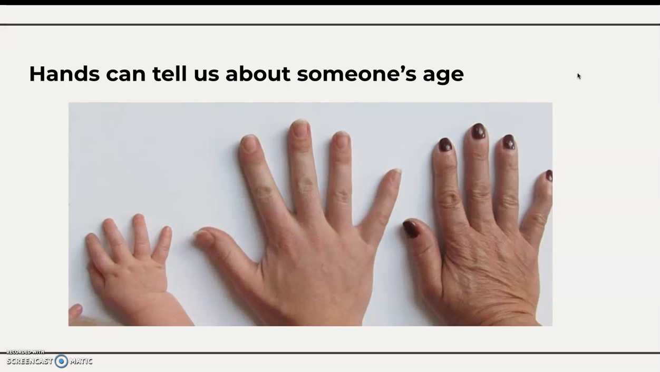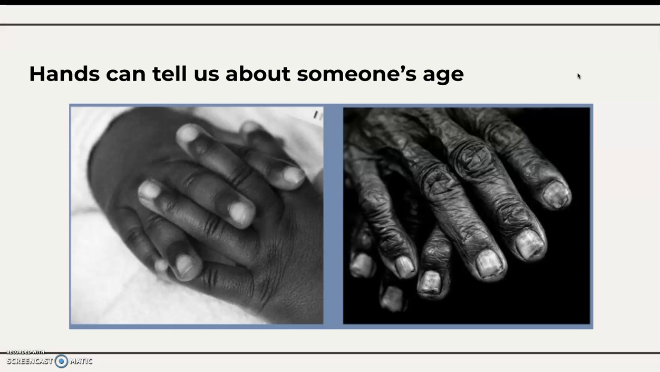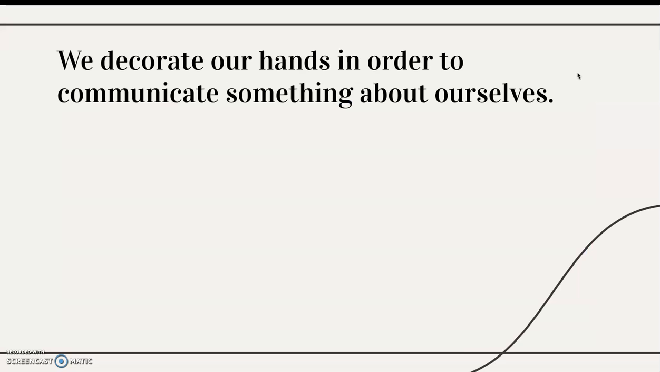Hands can also tell us about somebody's age. So we have a photo here of a small baby's hand, maybe a middle-aged person's hand, and then a hand of someone who is much older. And we can tell definitely by the skin condition. We decorate our hands in order to communicate something about ourselves.